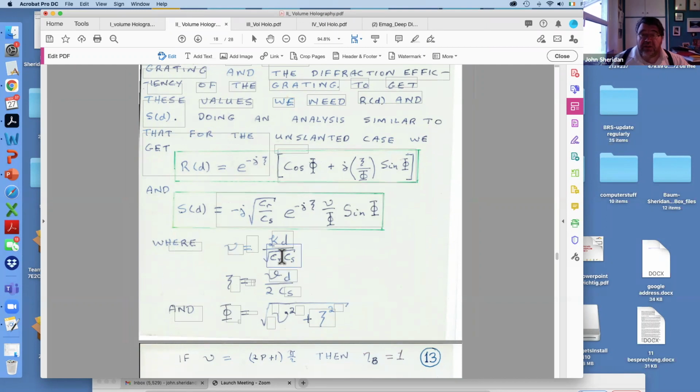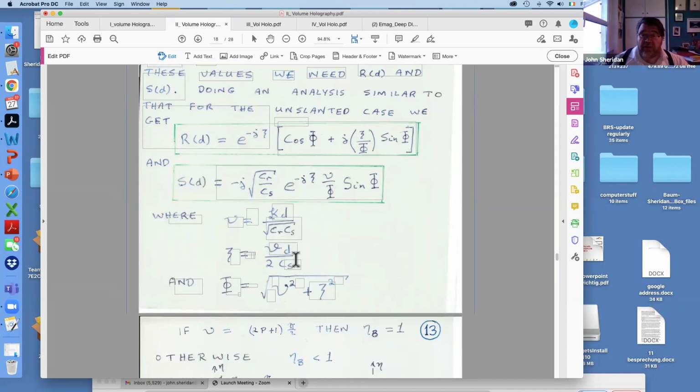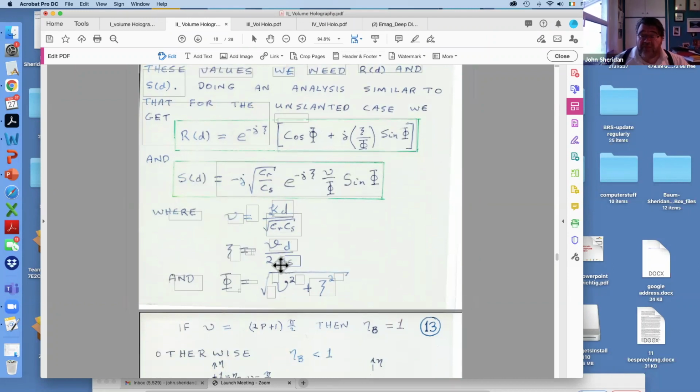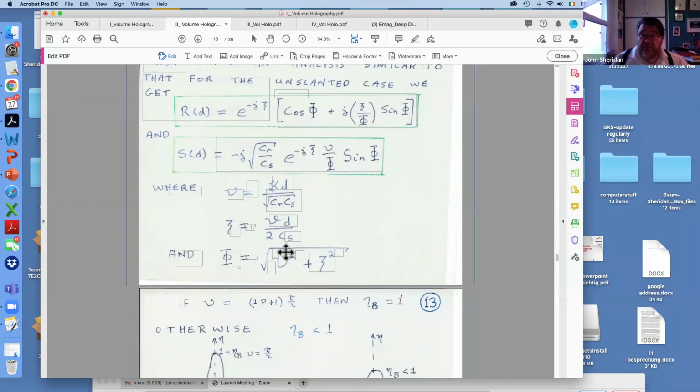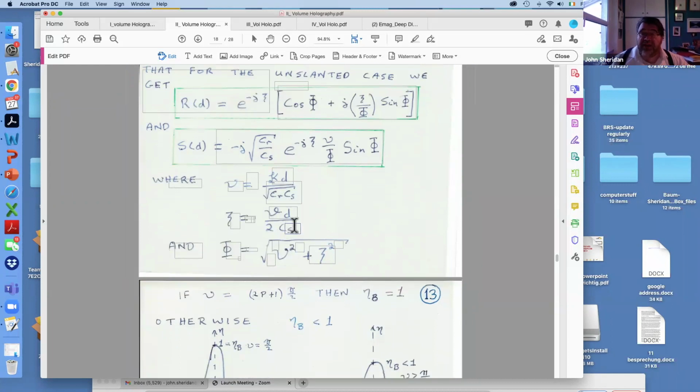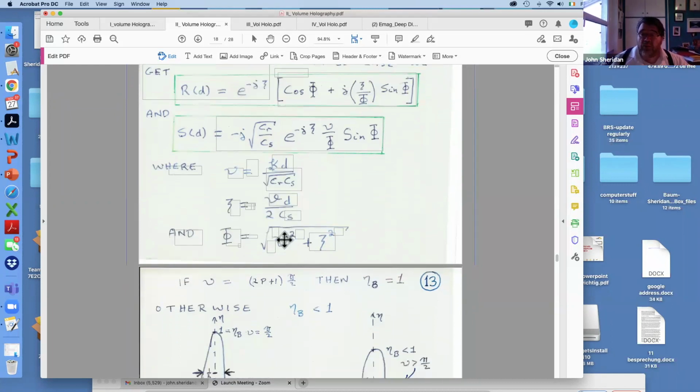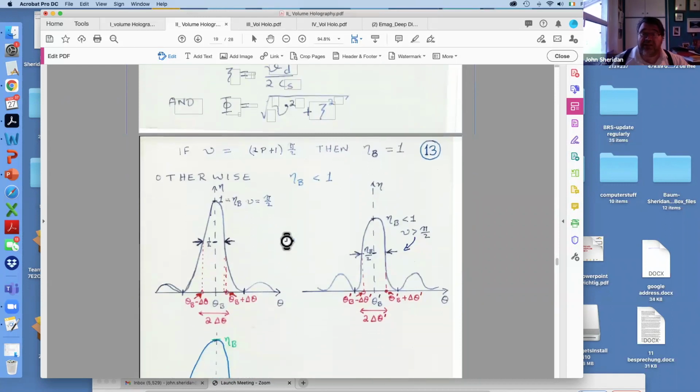And this nu is kappa D over the square root of CR CS. So previously, the cosine of both of these would have been cosine theta, so we would simply have had a cosine theta here. In this case, in the dephasing parameter, we have the CS associated with the diffracted beam, not with the replay beam. And our phi here is going to be the square root of the grating strength squared plus the dephasing parameter squared. Okay, so it's very similar to the unslanted case, but we have to be careful about these angles and where these angles come from in this unslanted case.